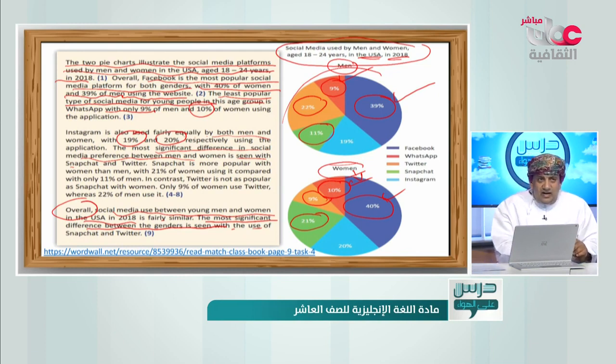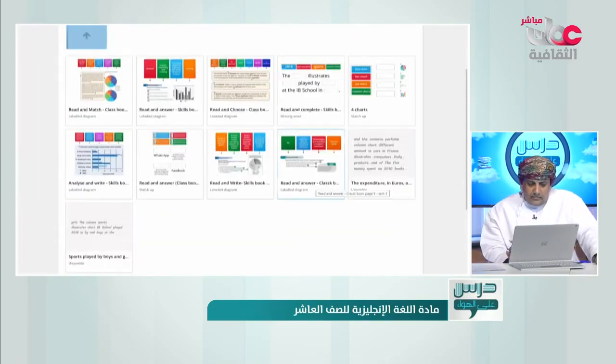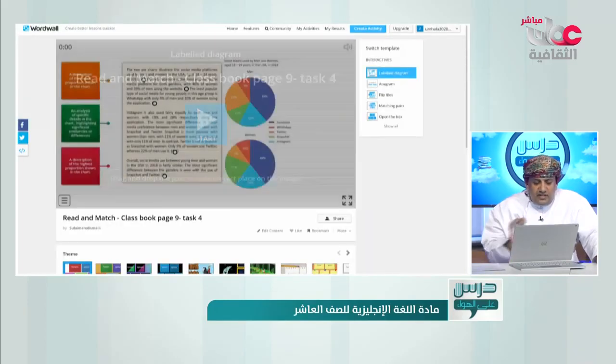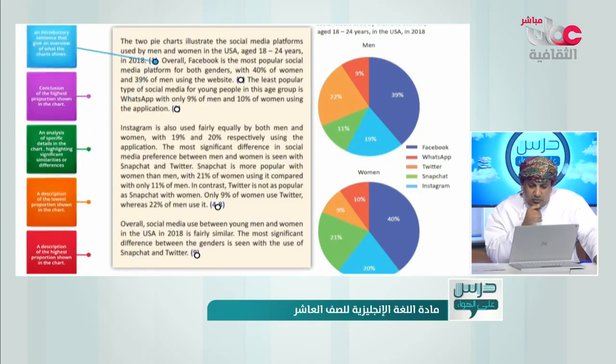Now, as you can see here, we have 5 parts for writing about the chart, or describing or writing information about the chart. Here we have the first sentence. What does it say? Yes, it's an introductory, because it's the beginning. This is the first sentence. Here is the introductory. Then we talk about what? Facebook is the most popular social media platform. So we talk about the most used. So here the highest proportion shown in the chart, yeah.